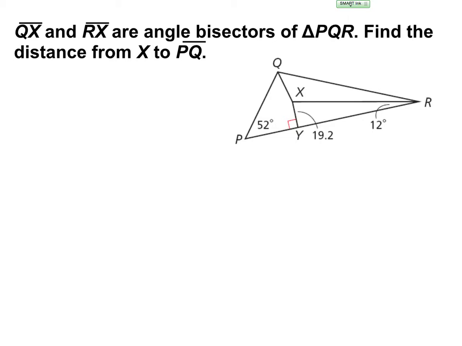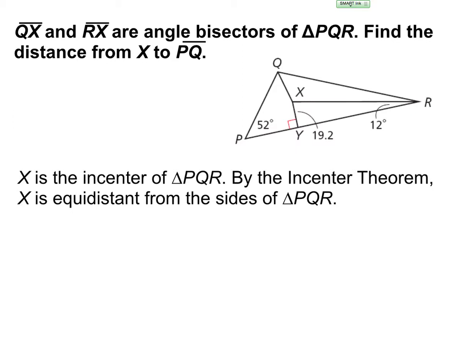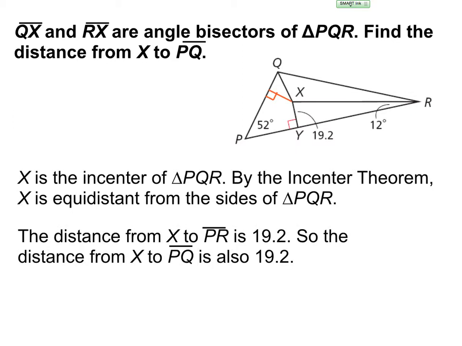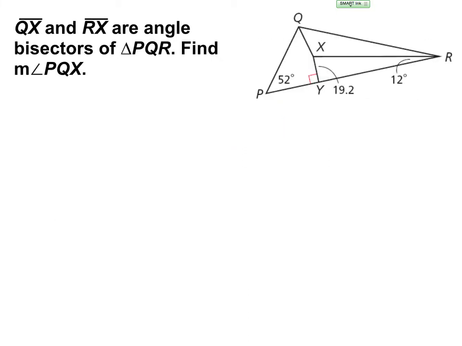So how far is X from PQ? It should be 19.2. There wasn't a whole lot of calculating involved in that one, just identifying that it's equidistant from every side because of it being an angle bisector, where the angle bisectors meet. All right, how about find angle PQX?